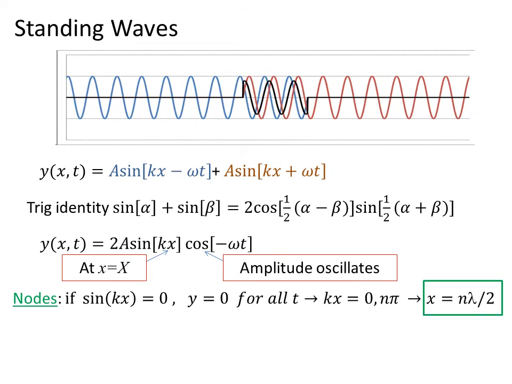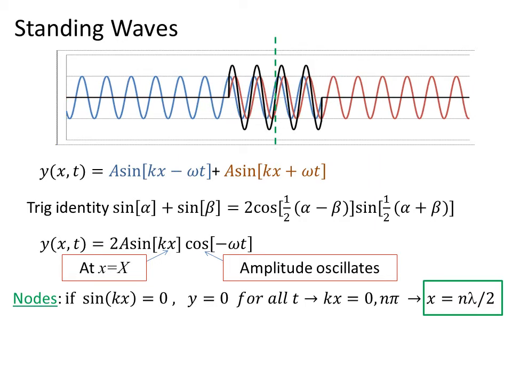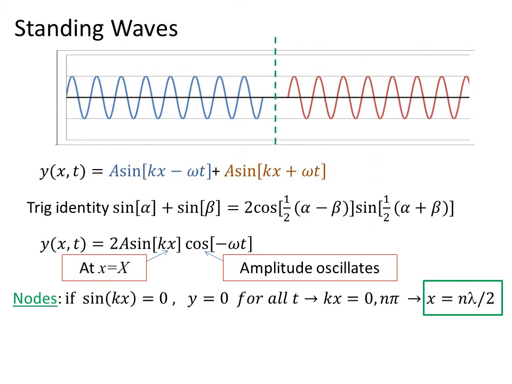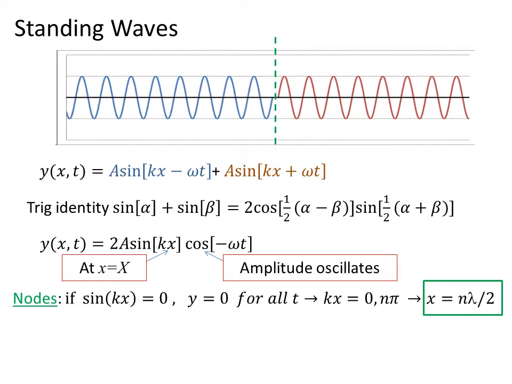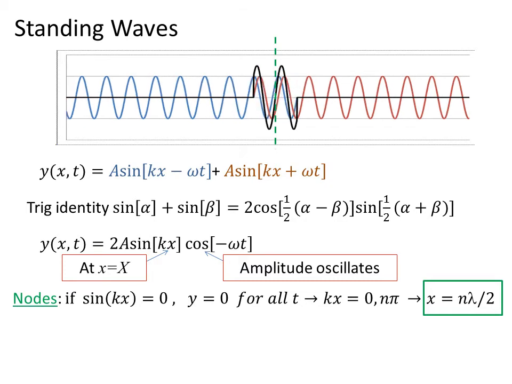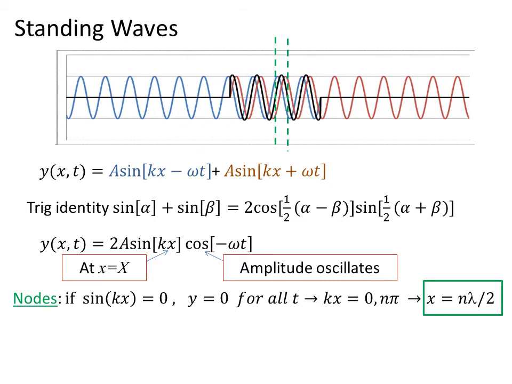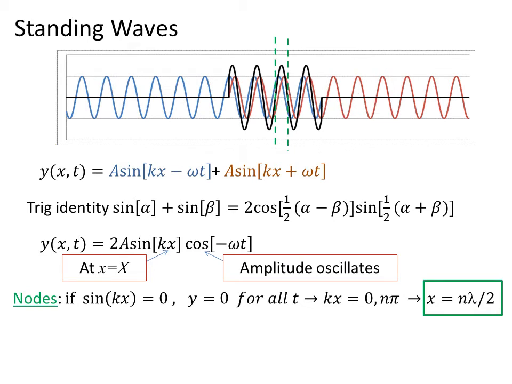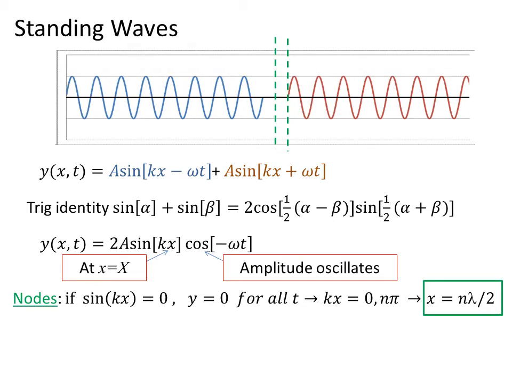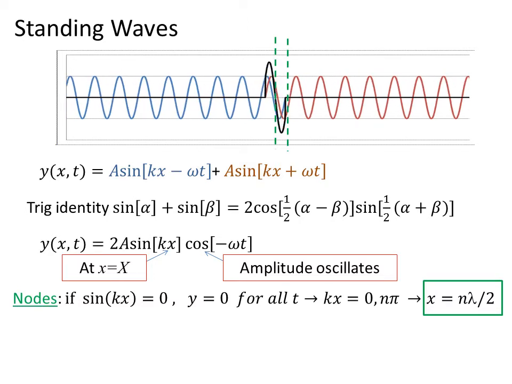So if we take a look at where this occurs, we put one line where there's a node for the black curve, and we see it starts there. So there is no amplitude on the black curve at that point. We put a second one in at the next node, and the spacing between the two green dotted lines is lambda over 2, or half the wavelength.